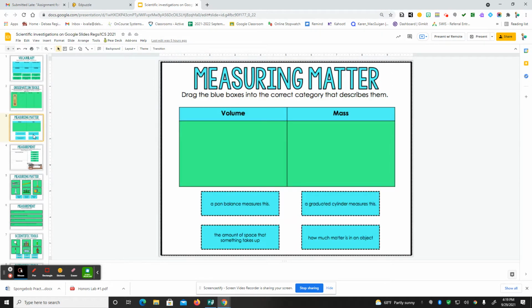Measuring matter. Volume, liquid volume, I always think about, and mass. So far this year we've talked about volume, liquid volume being measured in a graduated cylinder or a beaker or Erlenmeyer flask, and mass we recorded using a digital scale or a triple beam balance. So you're going to use those 4 down here to drag and drop. I believe it's 2 per each, 2 volume and 2 mass.